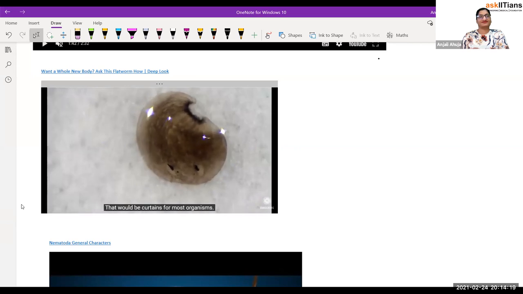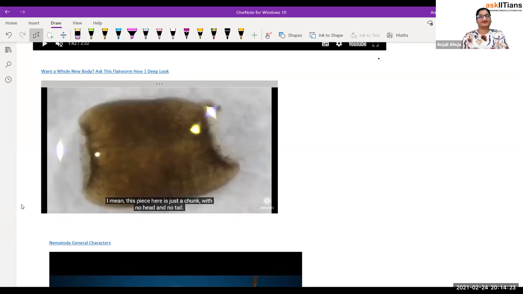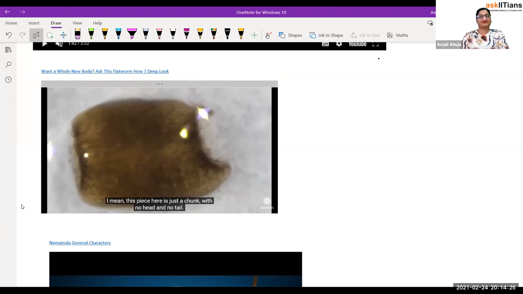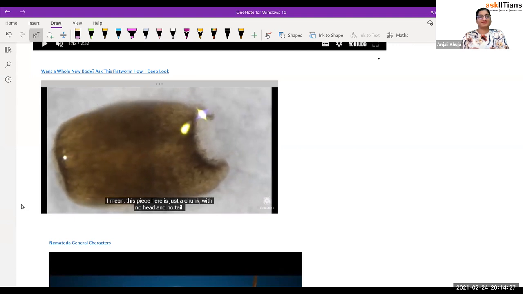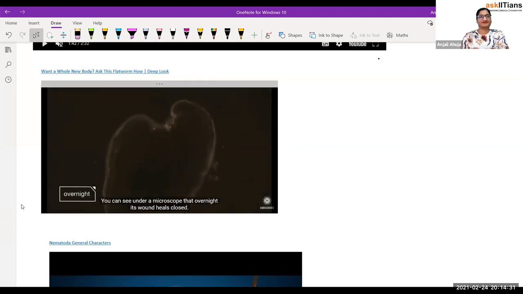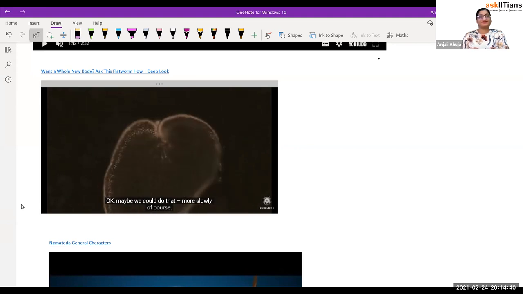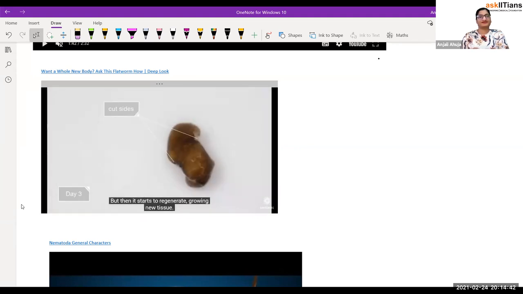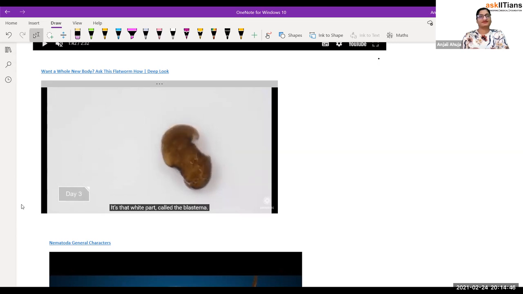That would be curtains for most organisms. I mean, this piece here is just a chunk with no head and no tail. But watch. You can see under a microscope that overnight its wound heals closed. Okay, maybe we could do that, more slowly, of course. But then it starts to regenerate, growing new tissue. It's that white part, called the blastema.